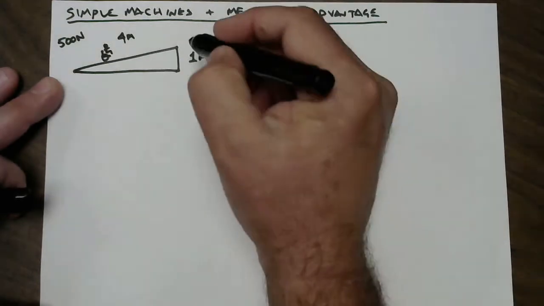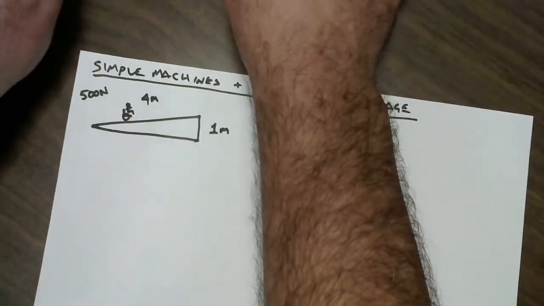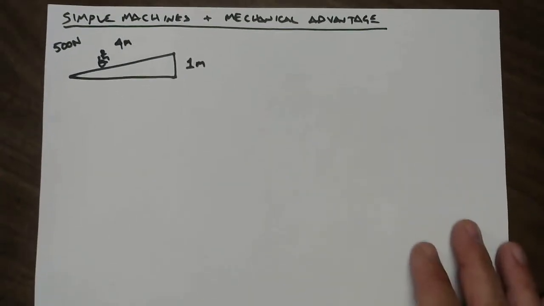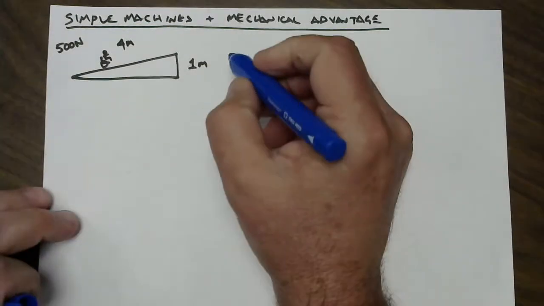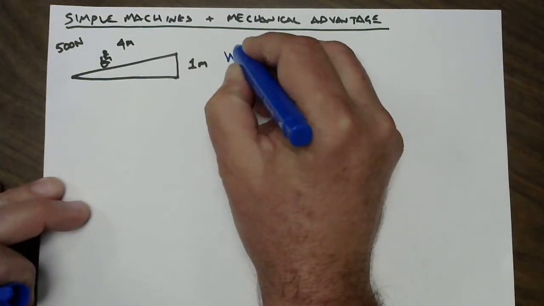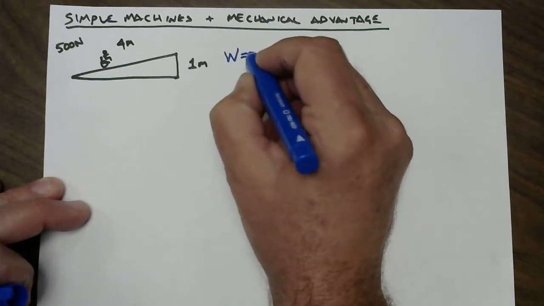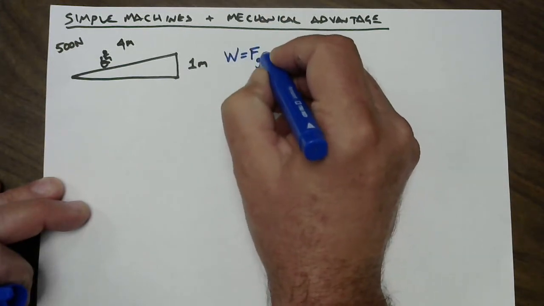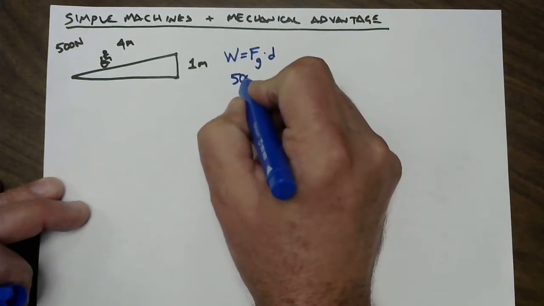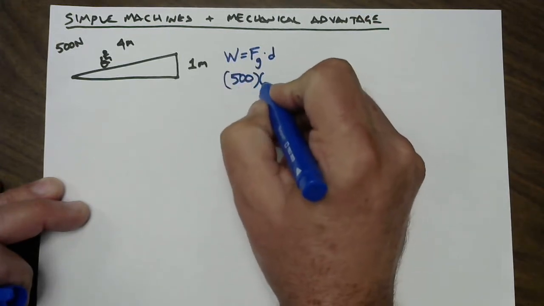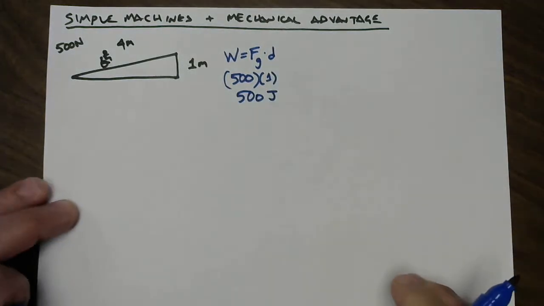Now, if you were to climb straight up the 1 meter, using stairs or something else where the force is directed straight up and down, you would do a certain amount of work. And let's just say that you were the same weight as Timmy. So the work done would be your weight times the distance you traveled upwards. And your weight is 500 newtons. And you're going to go up 1 meter. So you would do 500 joules of work.